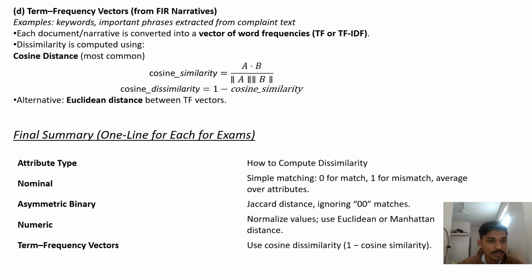Final summary of these particular terms. The first one is attribute type, and how to compute dissimilarity. Nominal signifies simple matching: 0 for match, 1 for mismatch, averaged over attributes. Asymmetric binary signifies Jaccard distance, ignoring 0-0 matches. Numeric signifies normalized values, using Euclidean or Manhattan distance. Term frequency vector signifies cosine dissimilarity, which equals 1 minus cosine similarity.